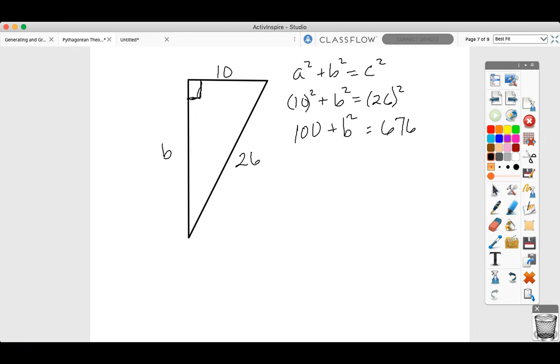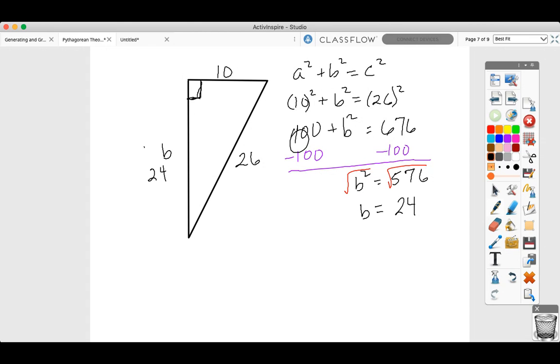Okay. Now again, we need to solve. So we subtract 100 from both sides. We end up with B squared. Remember that makes a 0. So B squared equals 576. Take the square root of both sides. And then finally, now what number times itself is 576? That number is 24. Okay. So that means that B is now 24 units, whatever units we're using.